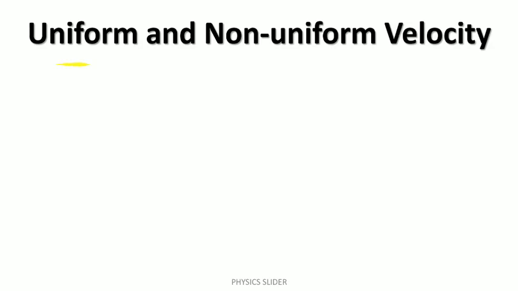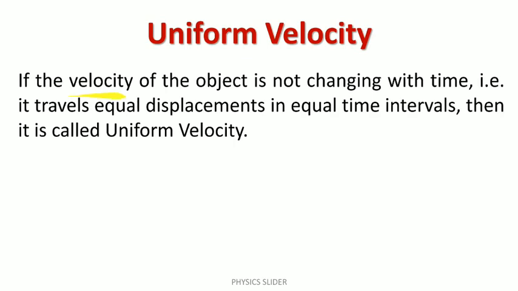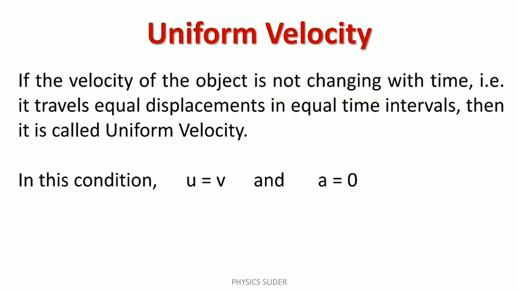Now let's talk about uniform and non-uniform velocity. Watch here, uniform velocity. If the velocity of the object is not changing with time, that is, it travels equal displacements in equal time intervals, as we have discussed in the speed. So its velocity is called uniform velocity. What happens when it travels equal displacements in equal time interval? Or we can say the velocity of the object is not changing with time, then it is called uniform velocity. In this condition, the initial velocity will be equal to the final velocity and the acceleration will be 0. What is this acceleration? We will discuss it later.